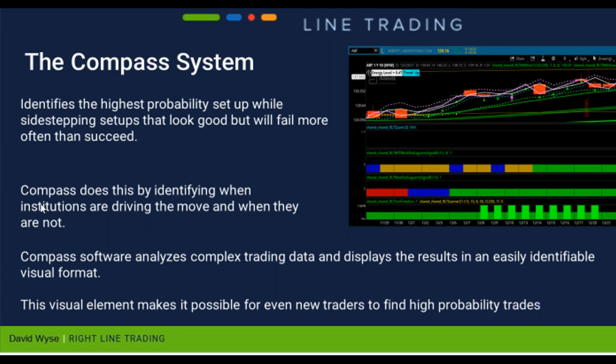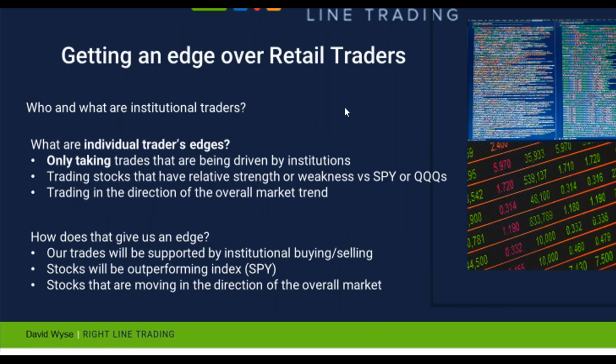I'll show you how easy it is for the Compass system to identify it, even though it's analyzing extremely complex data, and to display the results so that you see them easily. It's displayed visually, basically with colors. So it makes it possible for even new traders to find high probability trade setups when they occur, and when they're not high probability trade setups. All right, and so again, this is how we get an edge over retail traders. I'm emphasizing this a couple of times.